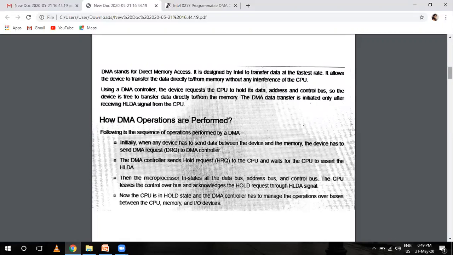The HLDA. Then after that, the microprocessor tri-states all the data bus, address bus and the control bus. The CPU leaves control over the bus and acknowledges the hold request through the HLDA signal. Now the CPU is in the hold state and the DMA controller has to manage the operation over the buses between the CPU, memory and input output devices.